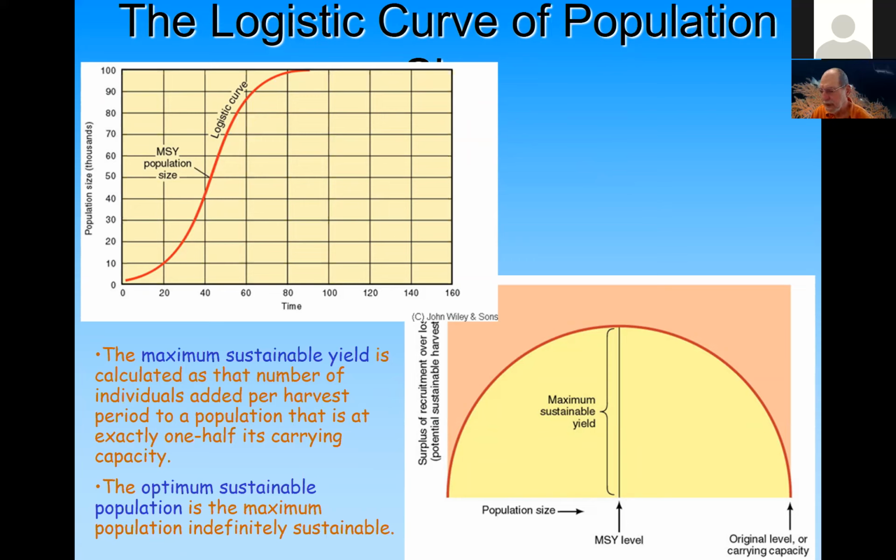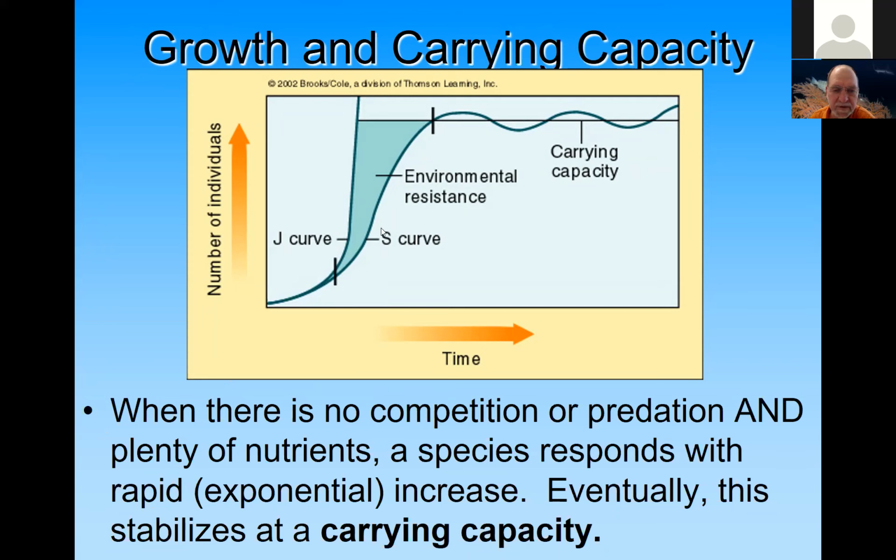I'm actually going to change the order of slides here a little bit. Go back here. So this is perhaps a better way to look at this. There's an initial J curve, and that gives rise to an S curve as environmental resistance increasingly slows the rate of growth. And at some point or another, the population stabilizes around the carrying capacity.